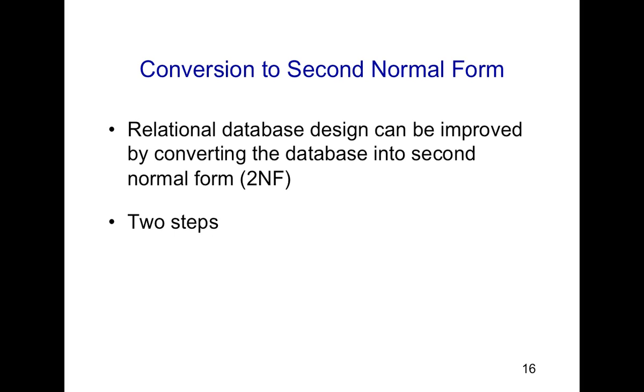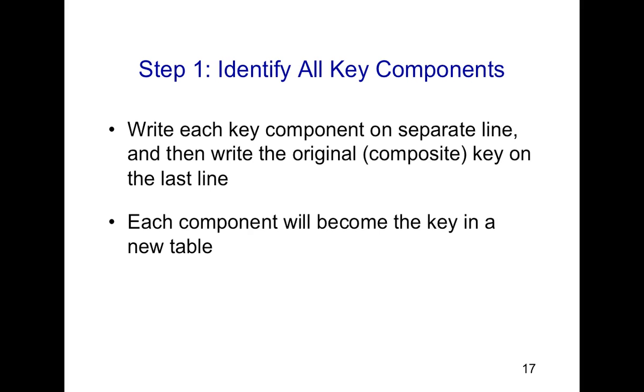Relational databases can be improved with two steps. First step, identify all the key components. So write key components on separate lines, and you're going to create more tables. So first normal form is all in one table. No repeated groups, but the whole thing is one table. We go from first to second by breaking it out and keying it. So we move the data out into separate tables.